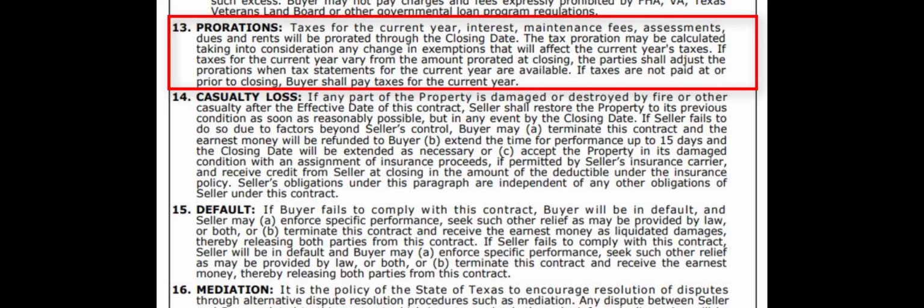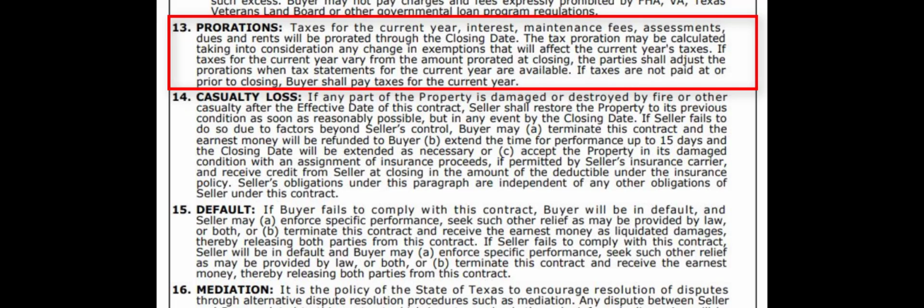But if your buyer is getting a credit from the seller for those taxes, then at the end of the year when taxes are due, your buyer is the one that has to pay the taxes for the current year. And so that all kind of balances out. But if your buyer's buying in the earlier part of the year, they just need to be aware that they will be responsible for taxes more than likely.